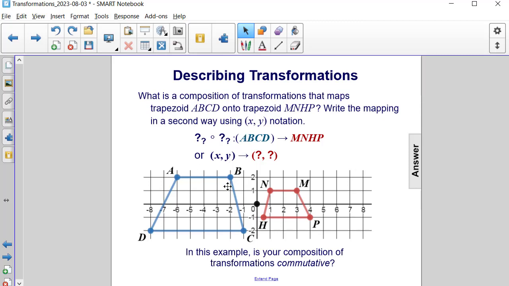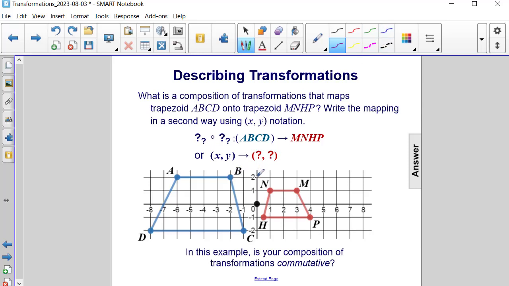So we're mapping ABCD onto MNHP. Notice that in our pre-image, we're naming the vertices in a clockwise manner, and then in the image, we're naming them in a counterclockwise manner. That signifies a reflection. So we can reflect trapezoid ABCD across the y-axis first. Let's do that to begin.